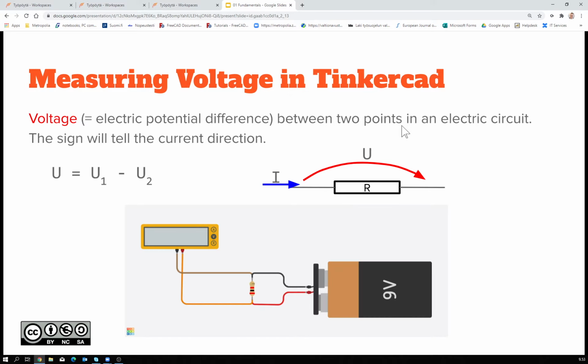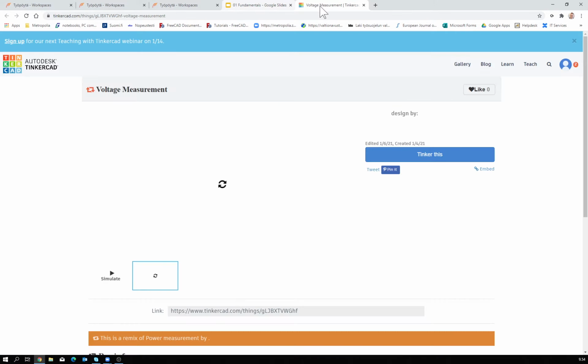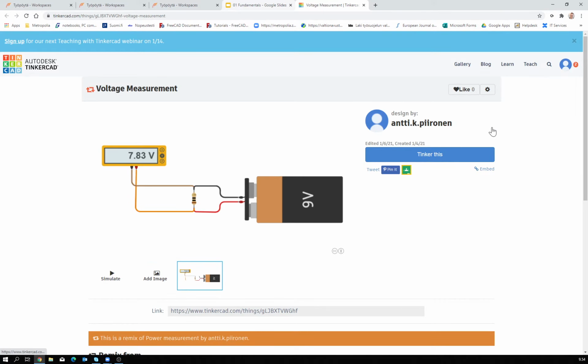How to measure the voltage in Tinkercad? Well, that's quite simple. There is a multimeter. Let's run the simulator. Although this is a little bit funny stuff, I will go and tinker with that. You can actually do the same thing. All of those examples I have, you can try yourself, change the values and see what happens.